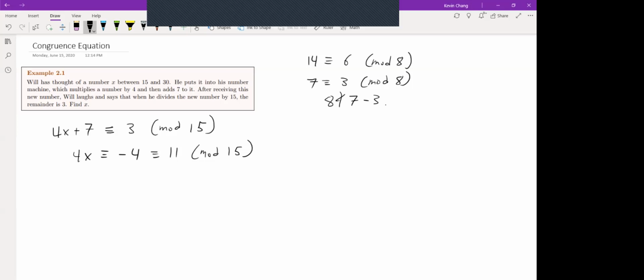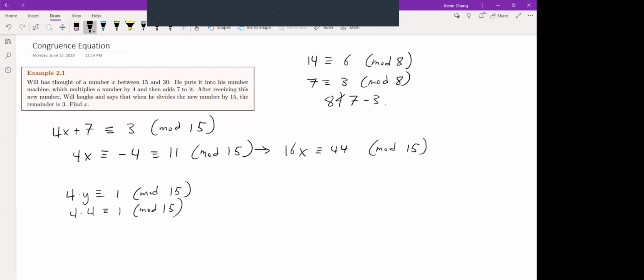And we're going to look for a way to convert this 4 into a 1. So what number can we multiply by 4? Maybe let's say 4 times the number y is congruent to 1 mod 15. And just from observation, we know that 4 times 4 is 16, and 16 is 1 mod 15. So in fact, if we use this 4, let's multiply both sides of the equation here by 4. So we get 16x is congruent to 44 mod 15.